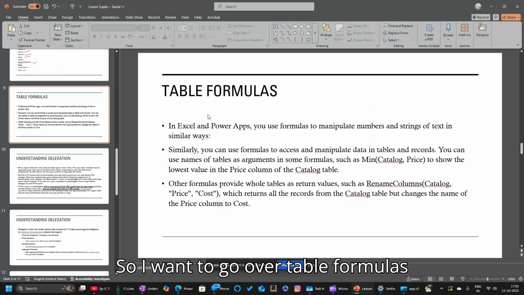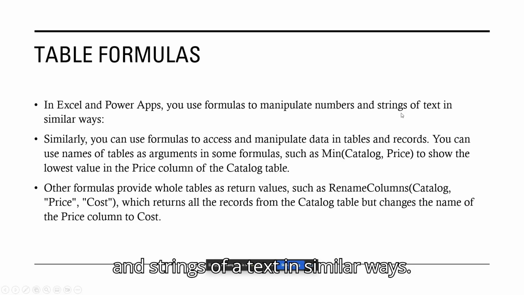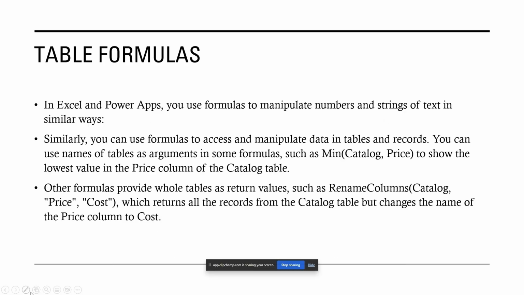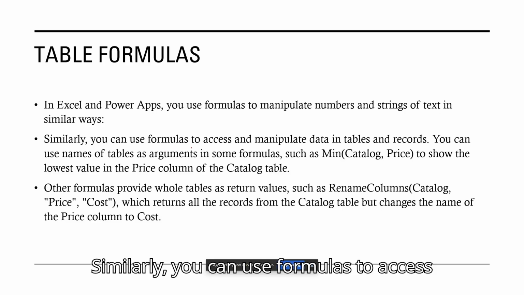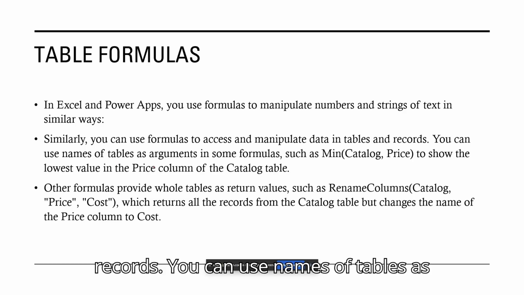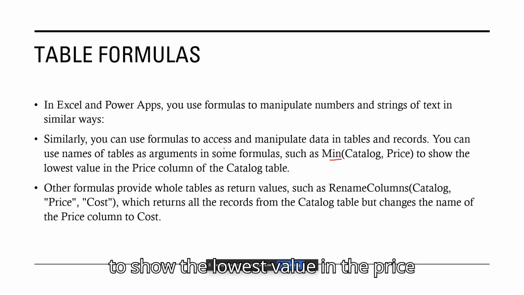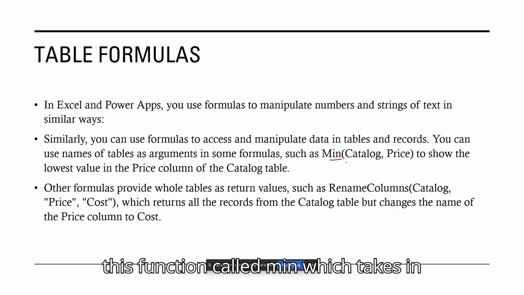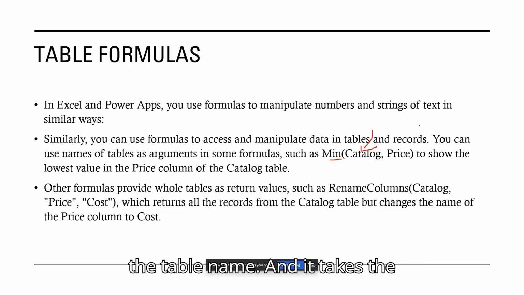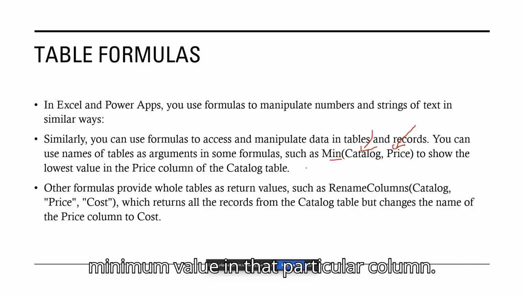So I want to go over table formulas right now. In Excel and Power Apps, you use formulas to manipulate numbers and strings of text in similar ways. Similarly, you can use formulas to access and manipulate data in tables and records. You can use names of tables as arguments in some formulas, such as min, to show the lowest value in the price column of a catalog table. So there's this function called min, which takes in the table name and the column name, and with that, it finds the minimum value in that particular column.